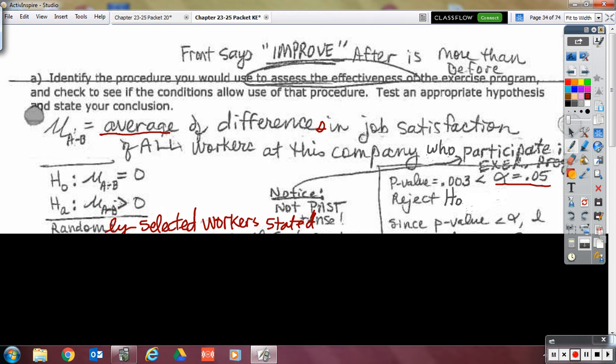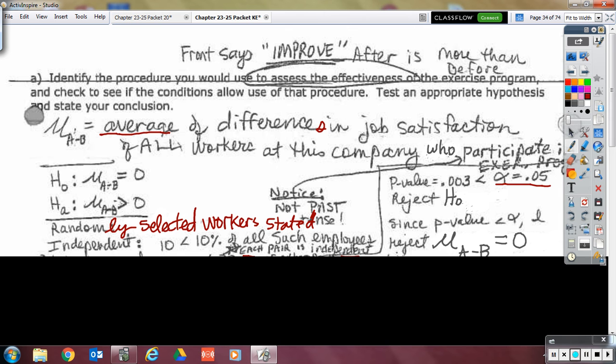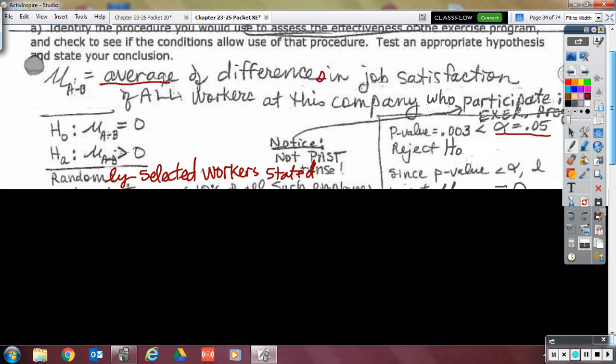Oh, I don't know if they were stated, maybe. Assumed or whatever. Okay. Now, independent. Independent, how many do we have? 10 is less than 10% of all such employees or workers.